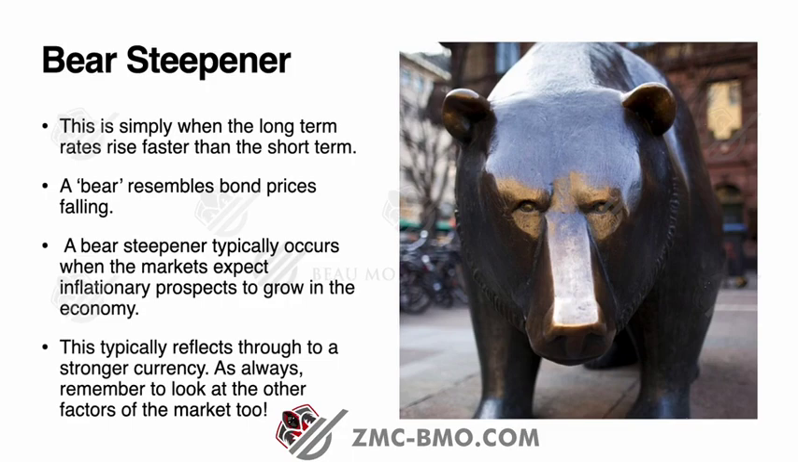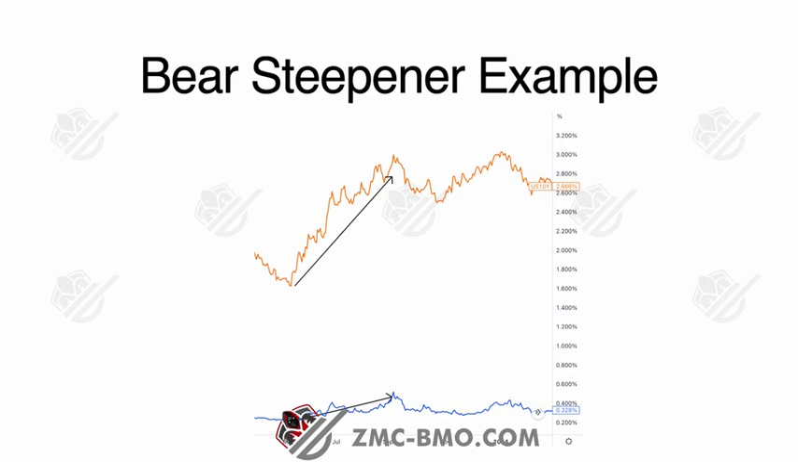So let's look at a bear steepener example. As you can see, that 10-year yield is rising a lot faster than the 2-year yield in the blue there.